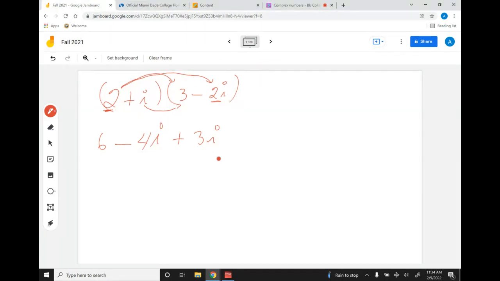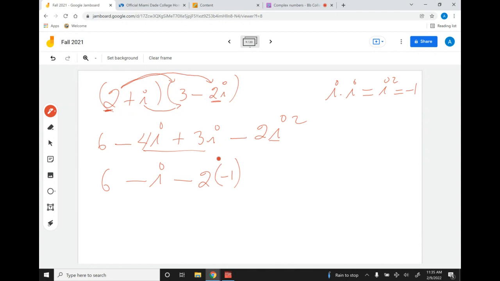Then you do i times negative 2i, you will get negative 2i squared. Where did I get the i squared? It's when you multiply i times i, it gives you i squared. But remember, i squared is equal to negative 1. At this point, I have to be careful how I do this. I'm going to add those two. Negative 4i plus 3i is negative i. But then I'm going to do this. When you see i squared, replace it with negative 1.